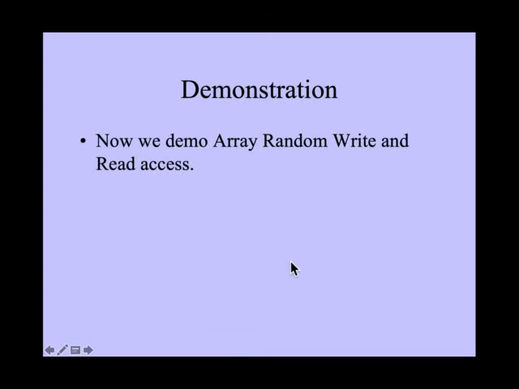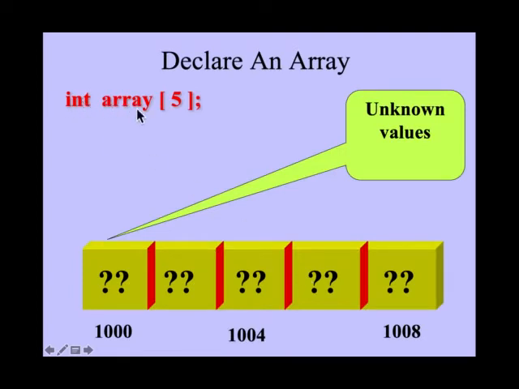Okay, now we demo array random write and read access. Consider that you have declared this array of 5 elements. What is the computer going to do? It's going to produce 5 cells, 1, 2, 3, 4, 5. And since I didn't use initialization, these will have unknown values. These numbers are the memory addresses. We are going to assume that an integer is 2 bytes, although it is 4 bytes these days. So the addresses are 1000, 1002, 1004, 1006, and 1008.